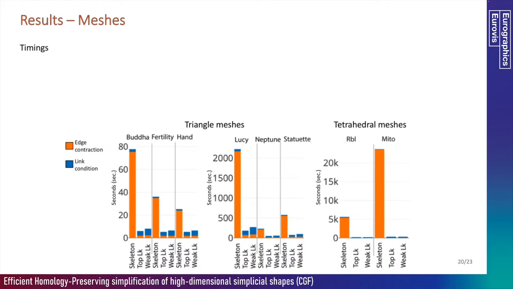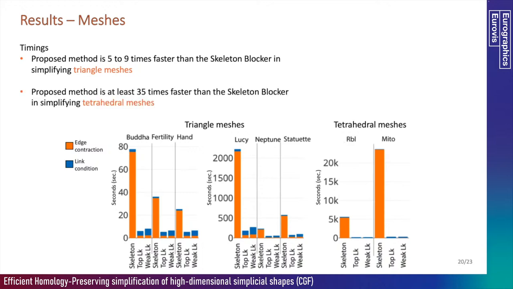Regarding time performances, we found out that our approach is the best one. So when working with triangle meshes, we are 5 to 9 times faster than the skeleton blocker, while on tetrahedral meshes, we are at least 35 times faster than the skeleton blocker. Now in this graph, we are showing in particular the time spent for performing the edge contraction and the time spent for checking the link condition. So we may notice that the skeleton blocker is extremely efficient at verifying the link condition, but is very slow in performing the edge contraction.